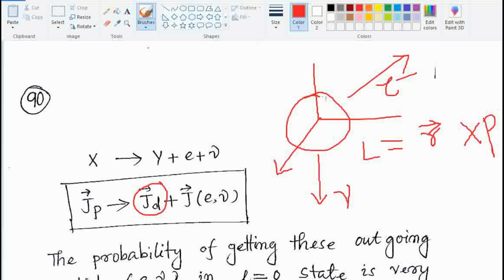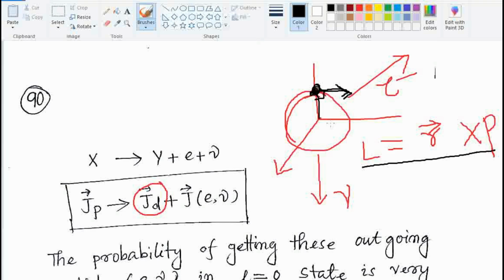Let's suppose this parent nucleus has a radius of R, and the outgoing particles are forming at the surface and they are coming out tangentially. Then there is an angular momentum for the outgoing particle, because the angular momentum L equal to R cross P. So if this electron or neutron comes out from the parent nucleus in this direction, then there is an angular momentum because L equal to R cross P.